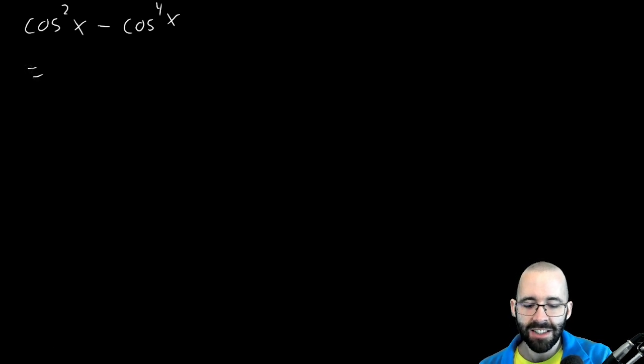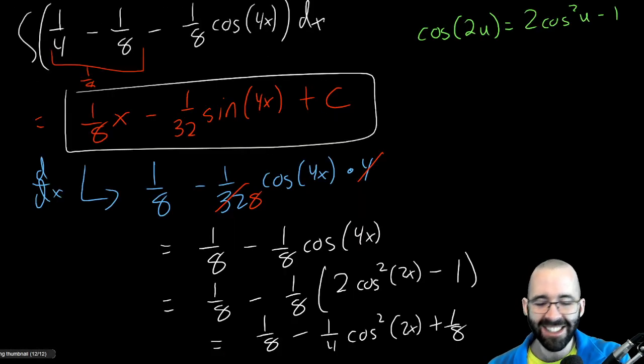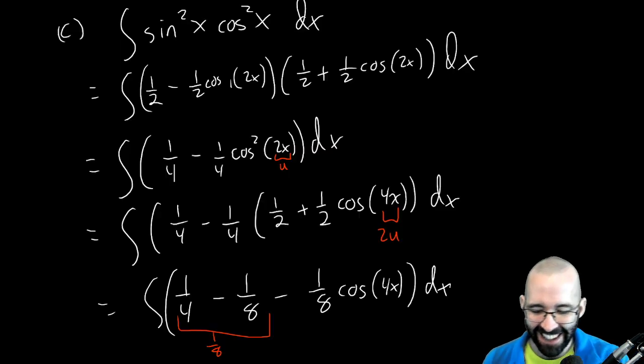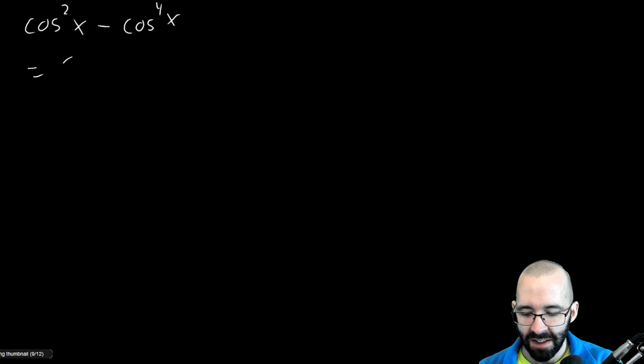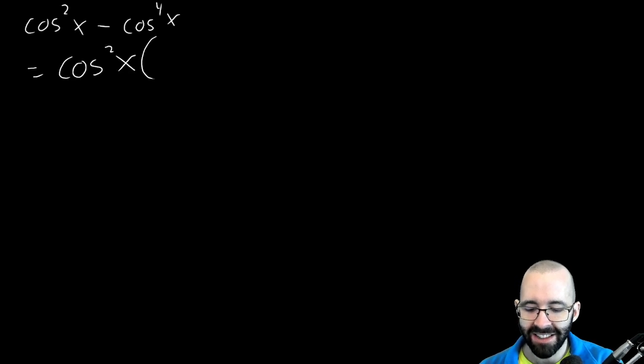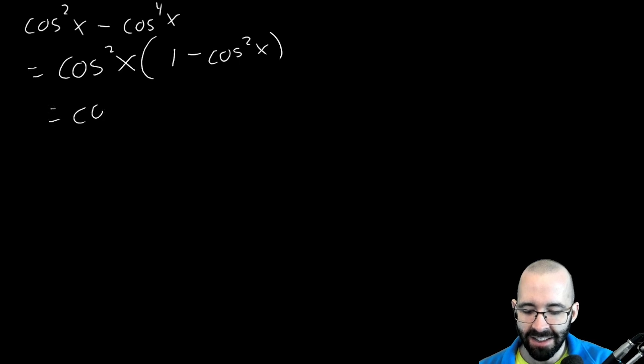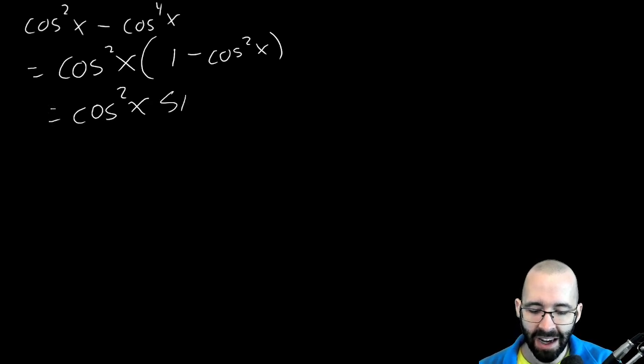Because remember, we're trying to show and check. This is taking longer than the integral. We want to get back to sine squared, cosine squared. We can factor out a cosine squared of x. Oh, look. That's sine of x squared. Pythagorean identity.